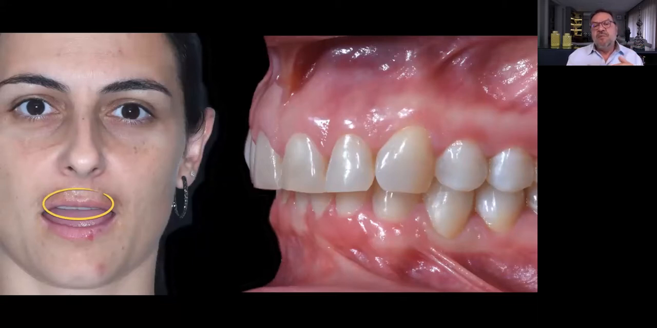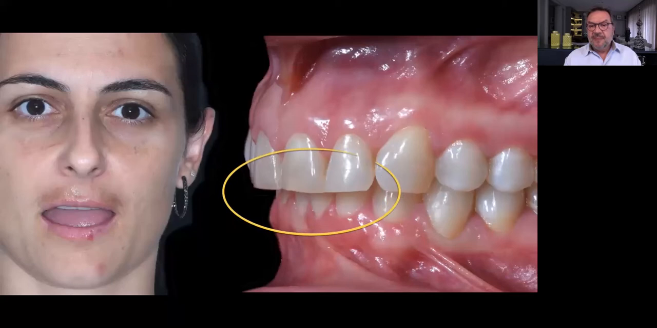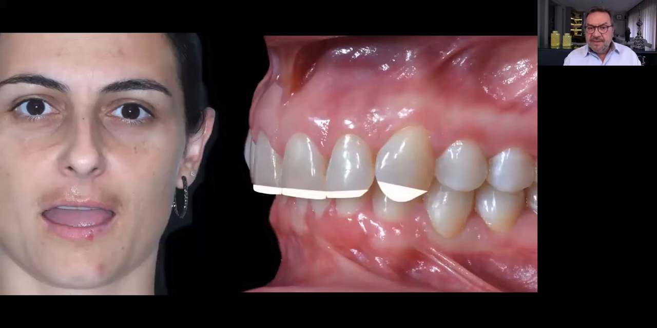Dr. Escopim should increase the size of the incisors and canines. But think about increasing the incisor size. We make some veneers here, and then we will have an overbite, a severe overbite here.